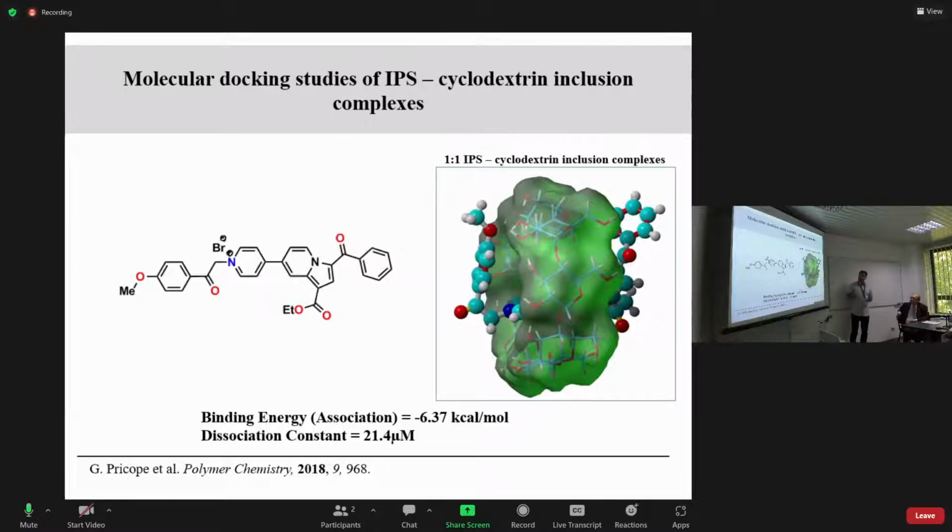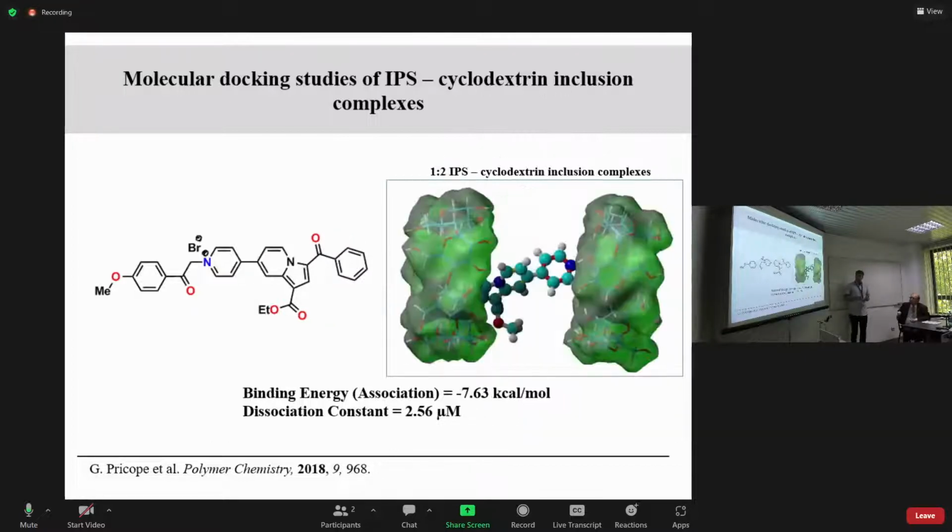and more precisely we did molecular docking on the optimized molecules. And we observed that in the case of one-to-one, the molecular docking showed us that it is possible to form the complexes. It looks something like this cartoon, where the cyclodextrin covers the middle part of the molecule, meaning the salt and the indocyanine part. The theoretically calculated binding energy and dissociation constant prove that the formation of these complexes might be possible.